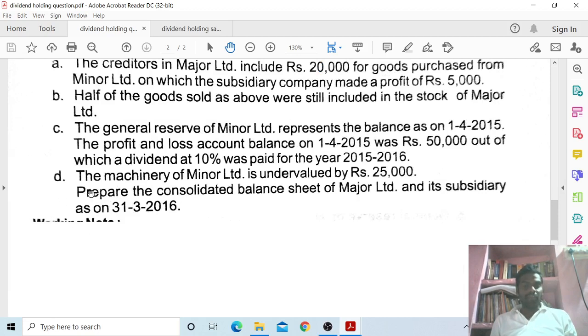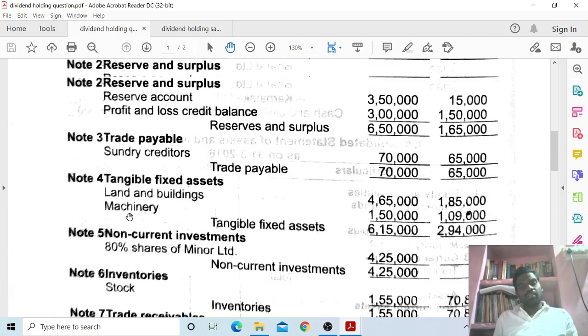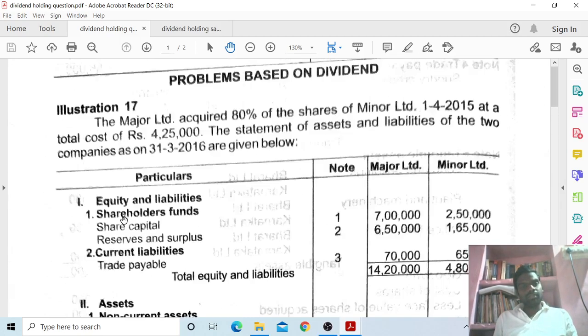The machinery of Minor Limited is undervalued by rupees 25,000. Prepare the consolidated balance sheet of Major Limited and its subsidiary as on 31/3/2016. So this is the problem. Now let us see the answer, the solution of this problem.